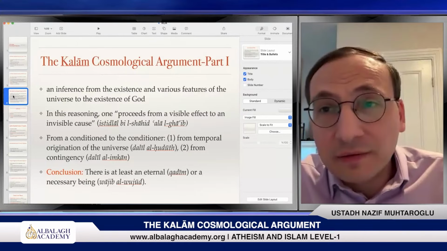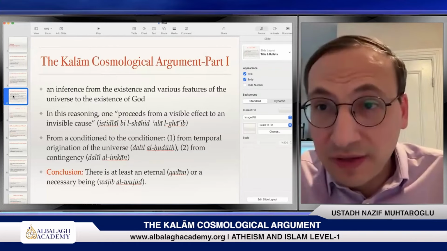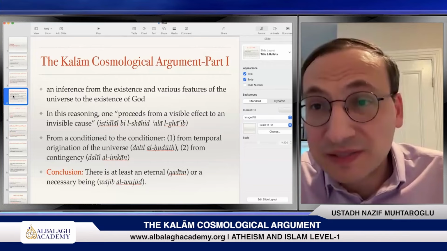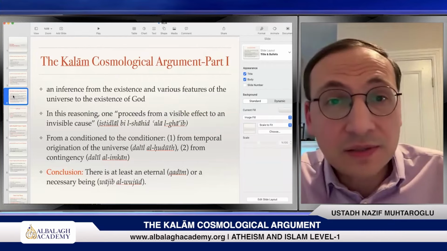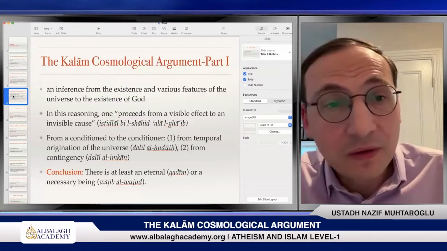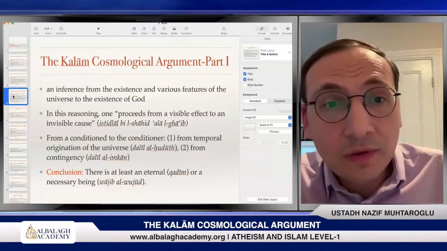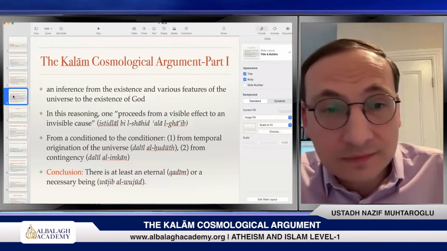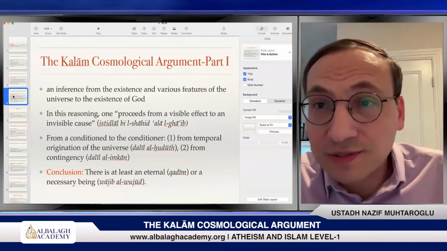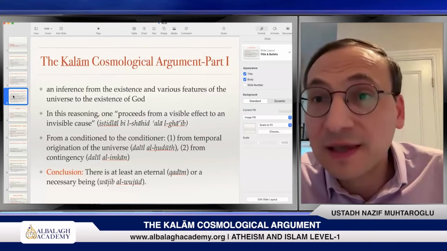So, because of that, Craig's presentation of his argument as the Kalam cosmological argument is quite misleading, because it does not reveal the real structure of the Kalam argument, the three main parts of the Kalam argument. It also ignores the Dalīl al-Imkân, the argument from contingency, which is also used in Kalam texts to make the point that there is at least one eternal being.